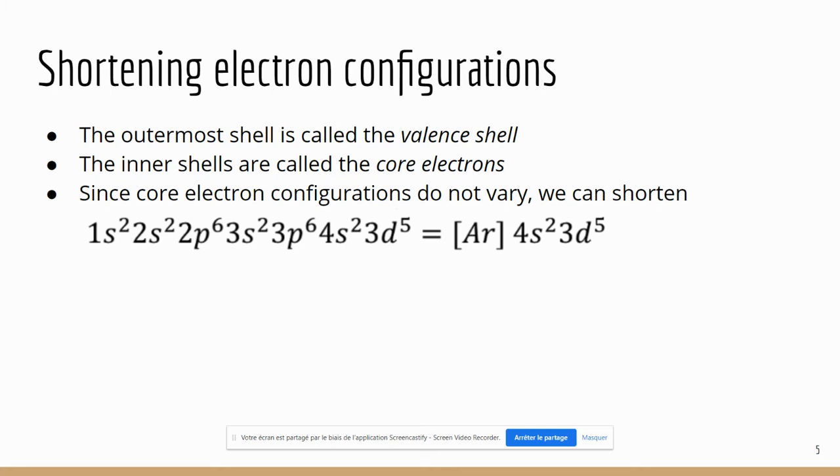So not only are you completely allowed to shorten them, but sometimes I'm going to require it. So I might say only showing valence electrons. You can shorten it. It can only be a noble gas in the bracket. It cannot be any other type of element. And the reason why is because this shows us just the valence electrons, meaning the ones that actually participate in bonding.